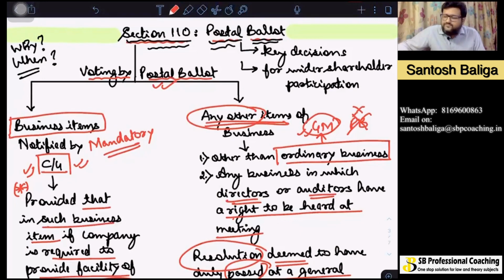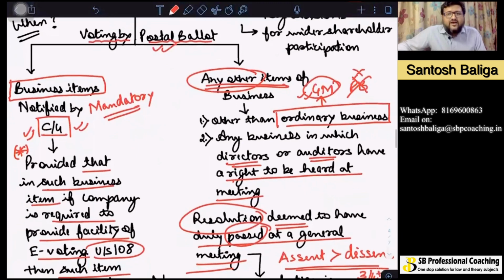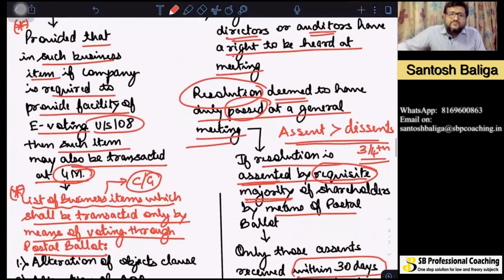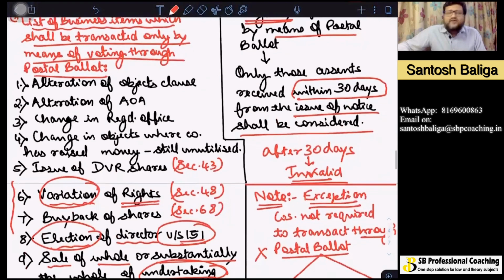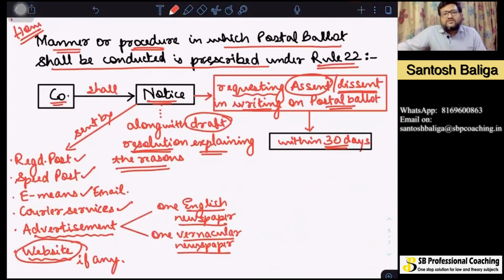This is also clear. Then we had discussed it will not be applicable to an OPC or a company with up to only 200 members. Then finally we had gone through the how part of it, that is how it has to be conducted, which is given under Rule 22, in which we had seen two parts of it. One was notice, the other was scrutinizer and results.